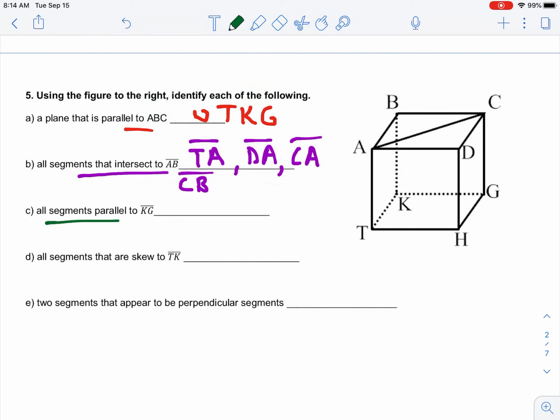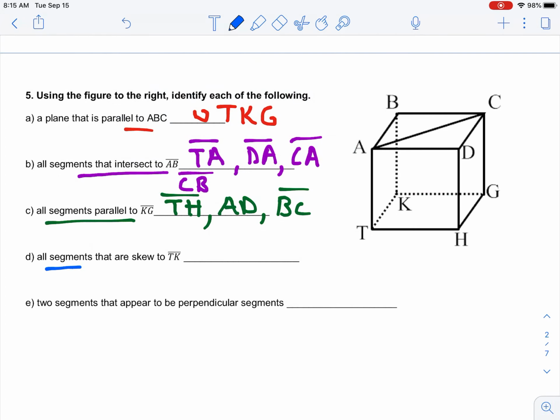All right, name all segments parallel to KG. So we want to find all lines that run that same direction. Well, I notice TH runs the same direction. I notice AD runs the same direction. And I notice BC runs the same direction. So parallel, they all run the same direction.